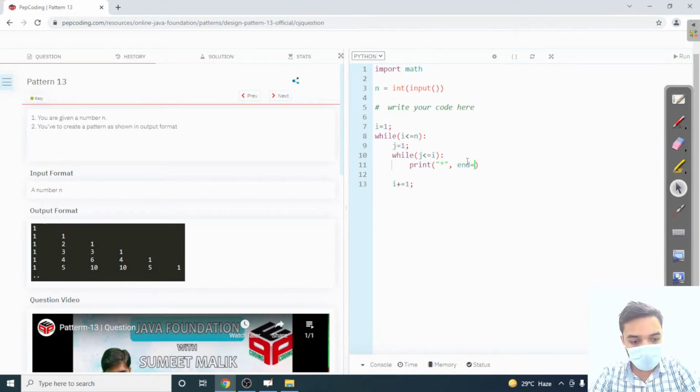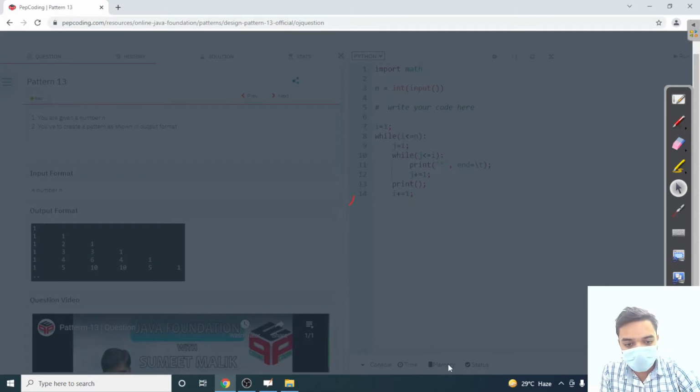Sorry, let me write this only. Fine, ending with the tab. And I have to increment my j by 1 and print a new line after all this. Let's run this code and see if we are correct.